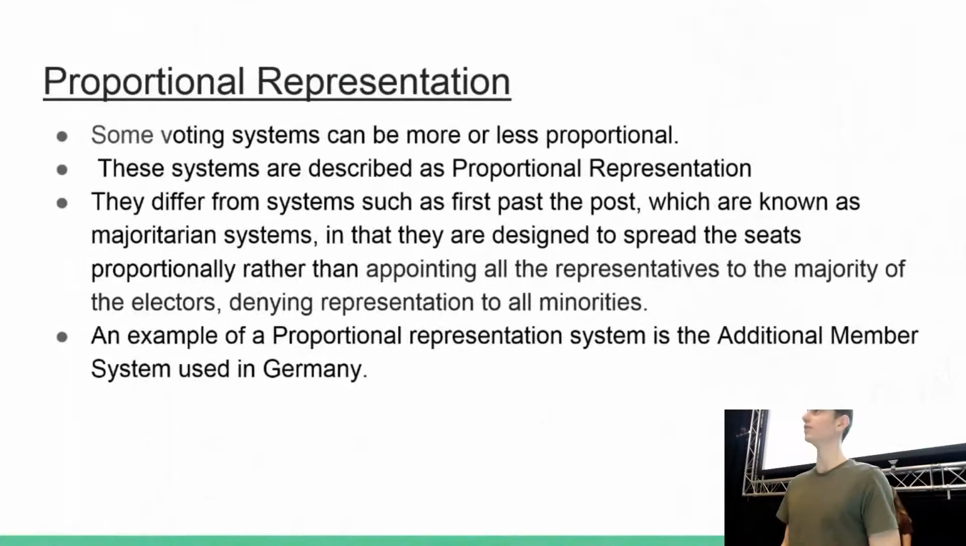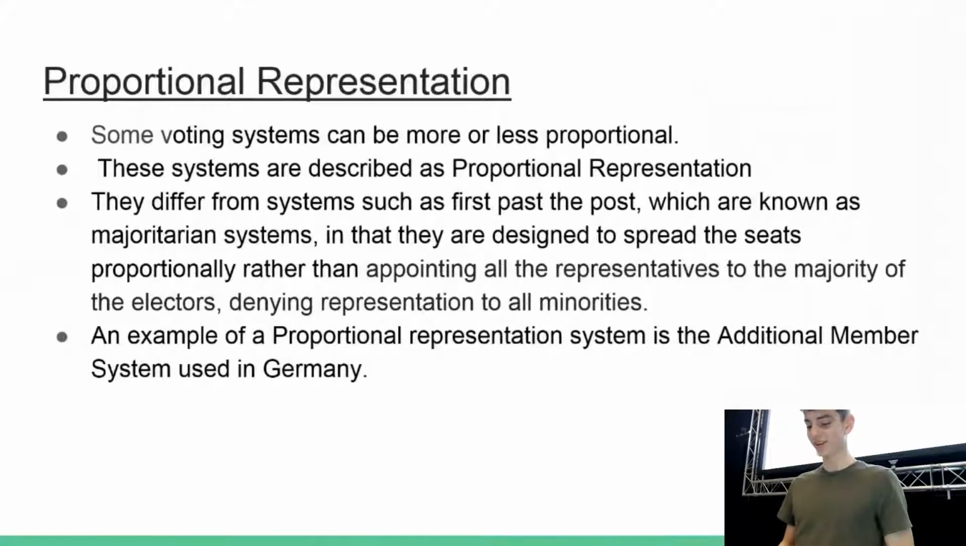Some voting systems can be more or less proportional. These systems are described as proportional representation and differ from systems such as first past the post, known as majoritarian systems, in that they are designed to spread the seats proportionally rather than appointing all the representatives to the majority of electors, denying representation to all minorities.